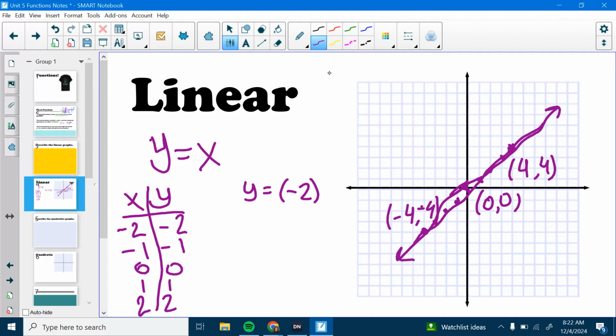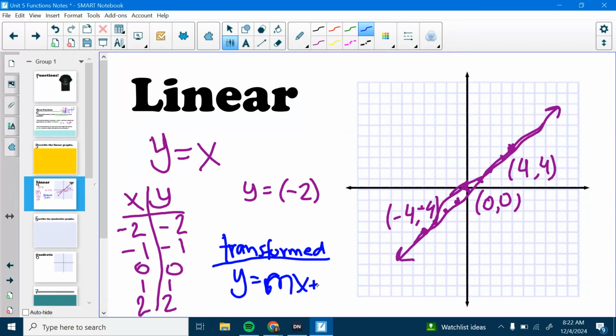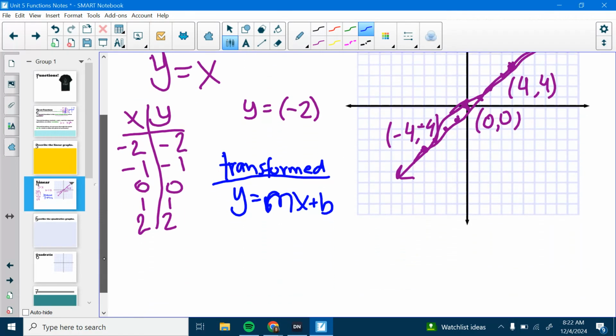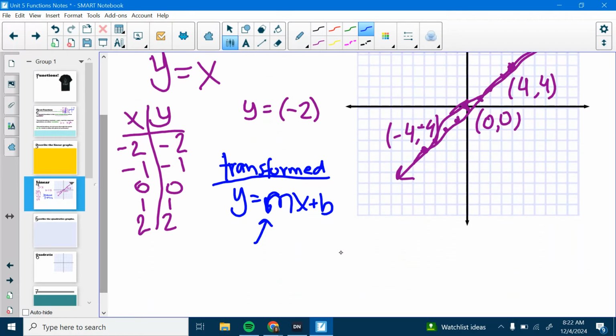Now, sometimes we modify or change our linear function. And so our transformed function is going to be y is equal to mx plus b. This might look familiar to you. You might have done some work finding the slope or the x-intercept.